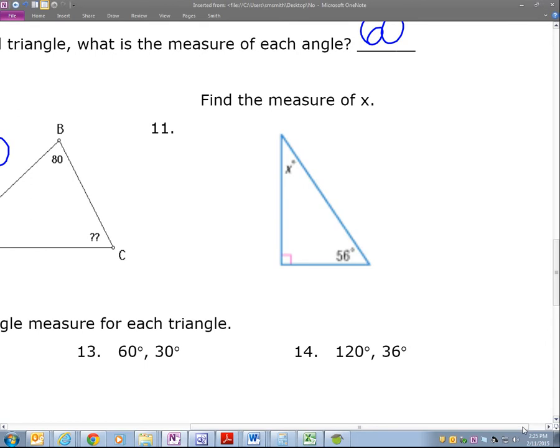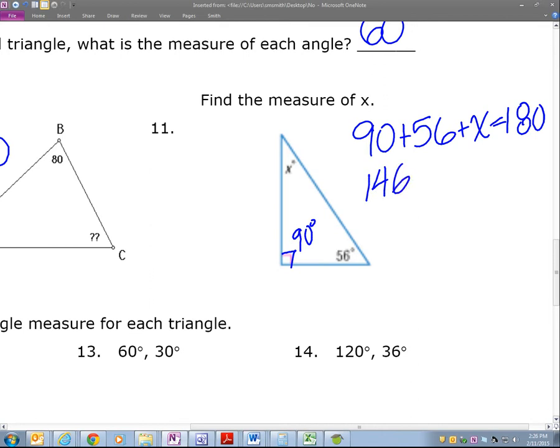Okay, Lainey, what you got? Well, there's a 90-degree angle. Yes, there's a 90-degree angle here. That's what this square means, so that we do have 90. And how are we going to set it up, Jake? 90, okay. 56 plus X equals 180. Good. So then I combine the like terms.